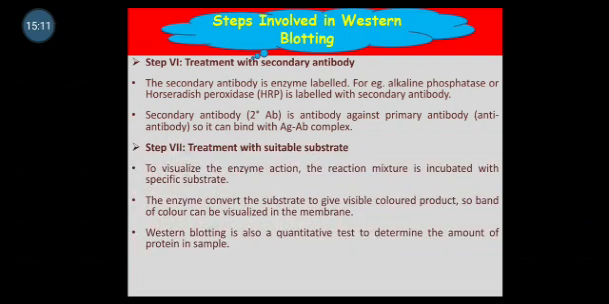The seventh step is treatment with suitable substrates. To visualize the enzyme action, the reaction mixture is incubated with a specific substrate. The enzyme converts the substrate to give a visible colored product. So a band of color can be visualized on the membrane. Western blotting is also a quantitative test to determine the amount of protein in a sample.